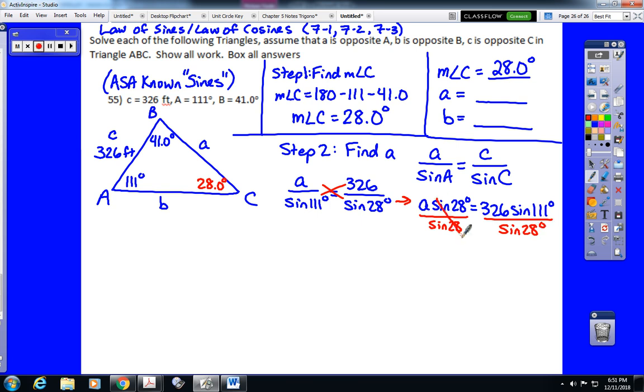So what we're going to do is we're going to feed this fraction to the calculator. And that will tell us that a, and we're going to round to 3 significant digits, 326 times the sine of 111 divided by the sine of 28 is 648.2, so 648 feet.